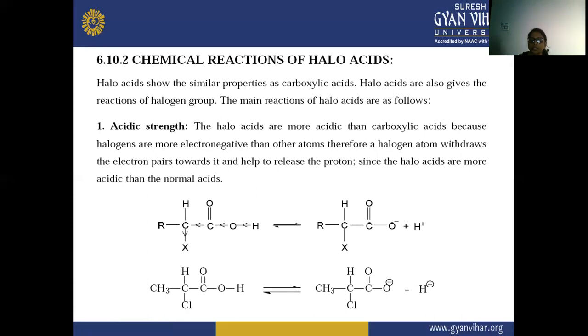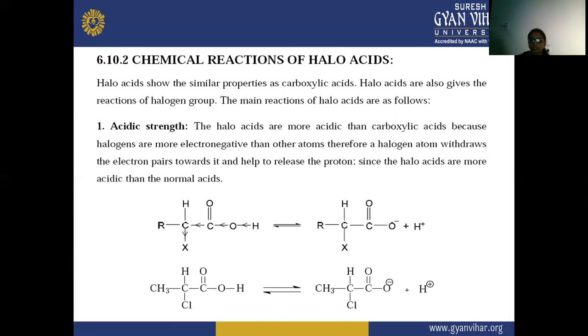These are more acidic compared to the carboxylic acid because halogens are more electronegative than other atoms. Therefore, a halogen atom withdraws the electron pair towards it and helps to release the proton, since the halo acids are more acidic than the normal acids.